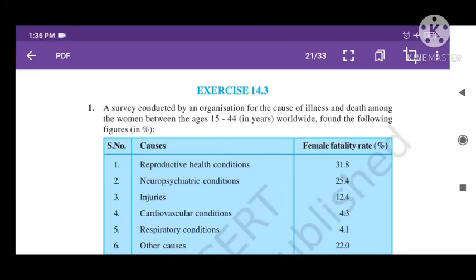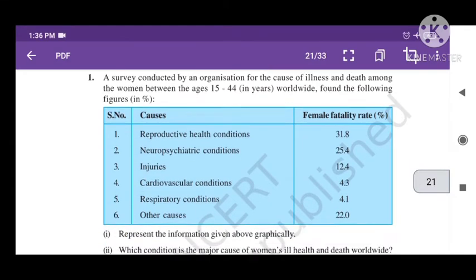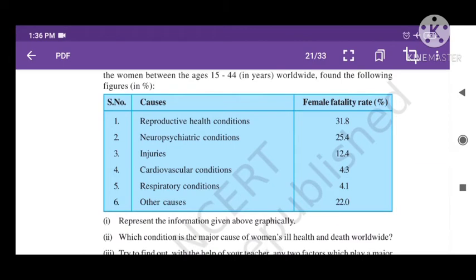Exercise 14.3, the first question. A survey conducted by an organization for the causes of illness and death among women between the ages 15 to 44 worldwide found the following figures in percentage. Here they have given a tabular column, with the causes and the female fatality rate, the death rate in percentage. First reason, reproductive health condition: 31.8 percent of the deaths of women between ages 15 to 44 are caused by reproductive health conditions. Next, neuropsychiatric condition.